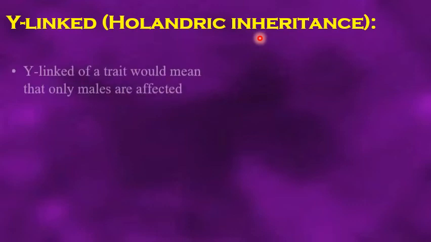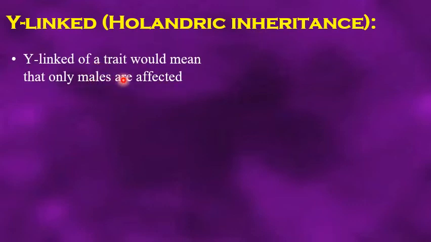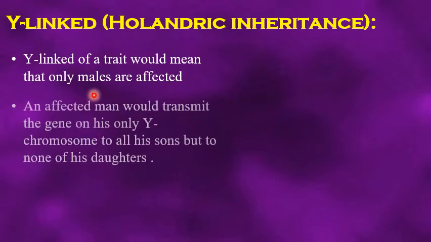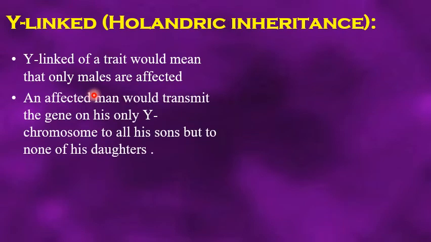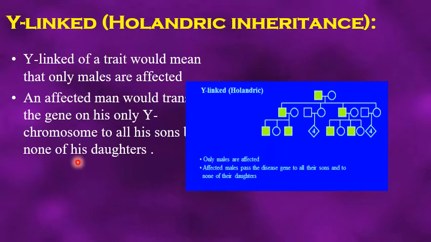Other modes: Y-linked, also called holandric inheritance. Y-linked inheritance of the trait would mean that only males are affected. An affected man would transmit the gene on his only Y chromosome to all his sons but none of his daughters.